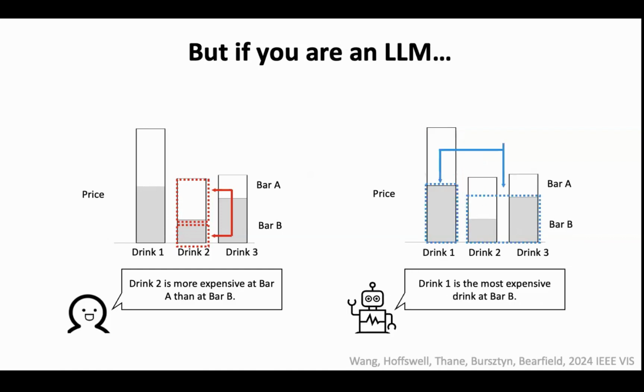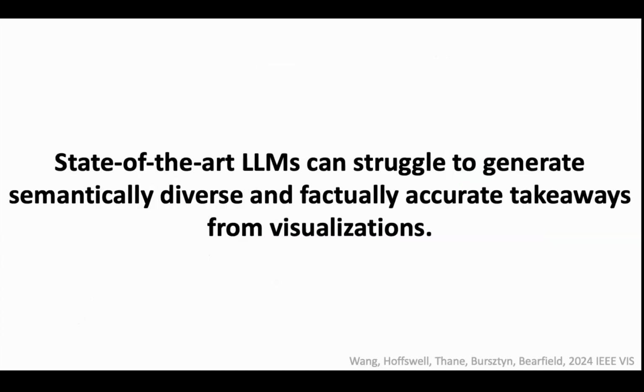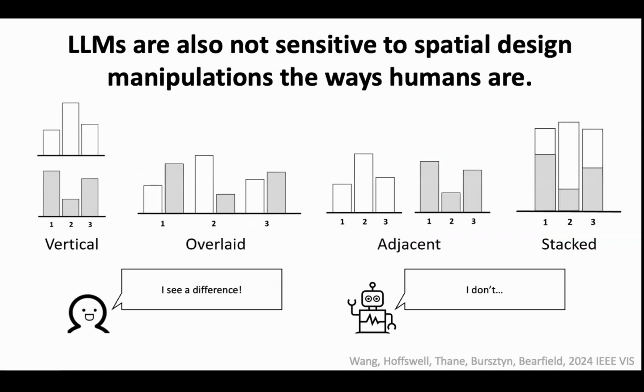But what GPT likes to do is something different. It's not incorrect, but it will say, I'm looking at drink 1, and I noticed that drink 1 is more expensive than drink 2 and 3 in bar B. It would even say things that are more complicated, like across all 6 drinks, drink 2 in bar B is the cheapest drink, which are all factually accurate, but they're not something that we would intuitively know. So what this really reveals underneath is that state-of-the-art LLMs struggle to generate these semantically diverse and accurate takeaways from visualizations, in the sense that they are not sensitive to design the way that humans are sensitive to design.